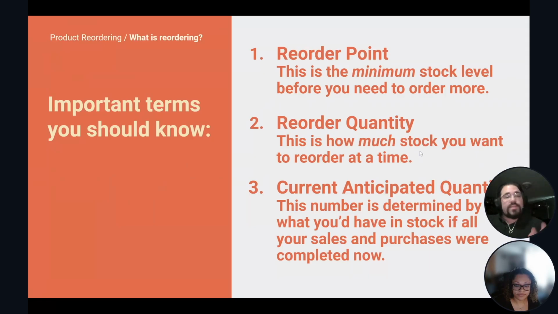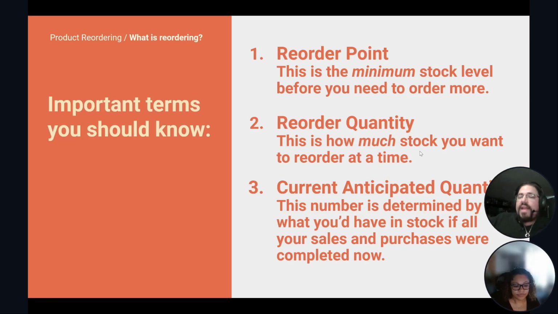Now, there are some very important terms that you need to know and understand for reordering to work. The biggest two are the reorder point and reorder quantity. Reorder point is the minimum stock level before you need to order more. This is a setting where you can say, when I go below this number, so let's say for a product when I have less than 10, that I want inFlow to let me know that I should be reordering it.